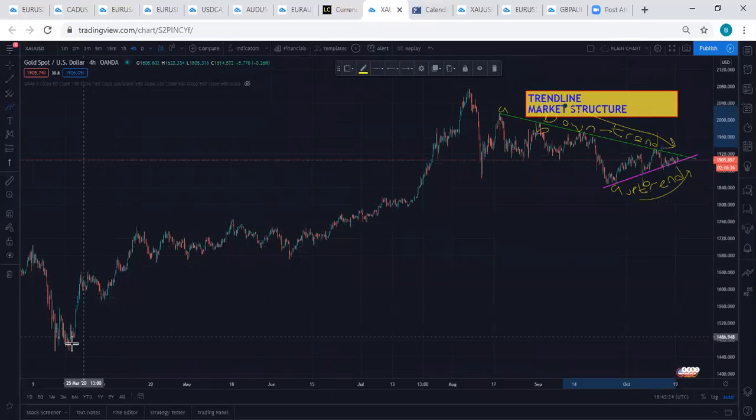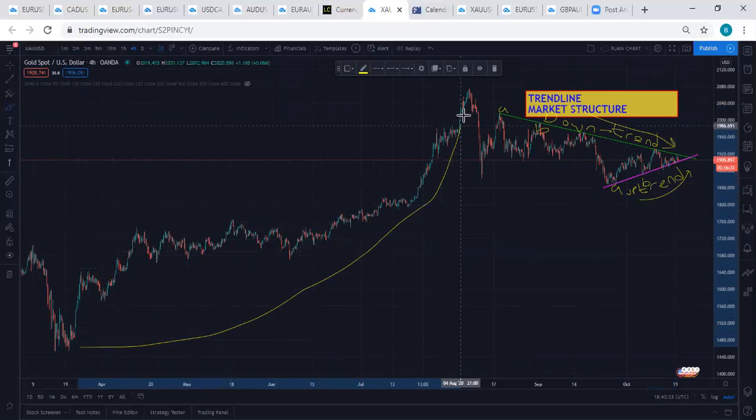You can see that gold has been on an uptrend. It got to this point, and from this point it has now been on a downtrend. Then here, there's a small uptrend, but this is not really an uptrend.